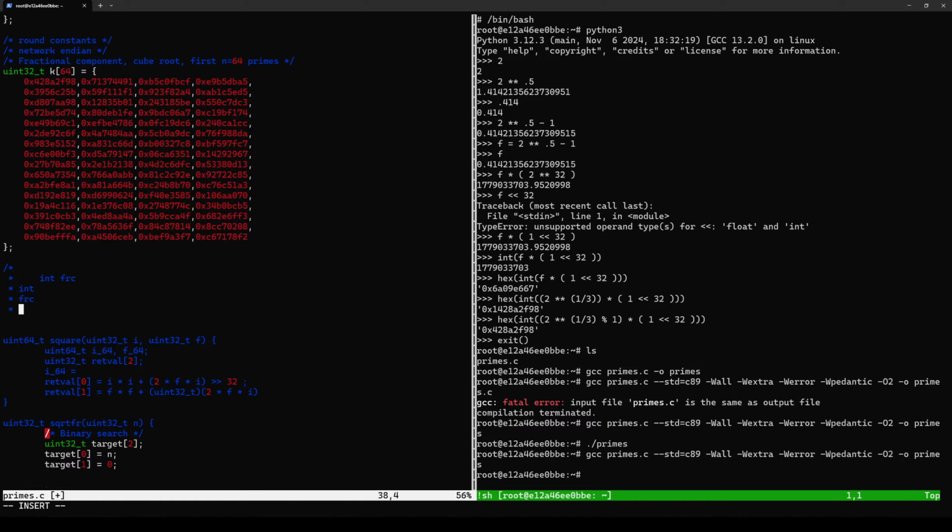And this is, you're just going to FOIL this, right? It's going to be int squared plus 2 int fraction plus fraction squared. And then the thing is, the fraction squared is going to be shifted by 64, and the int fraction is going to be shifted by 32.